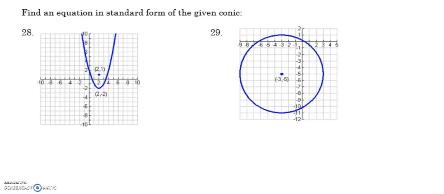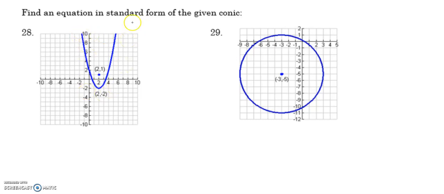All right, my apologies again for the answer key mistake on number 26 and number 27 not actually being a circle. Hopefully you watched the other video, so you've made those corrections on your own review. So these next ones, find an equation in standard form of the given conic. Well, it helps to identify first the type of conic.